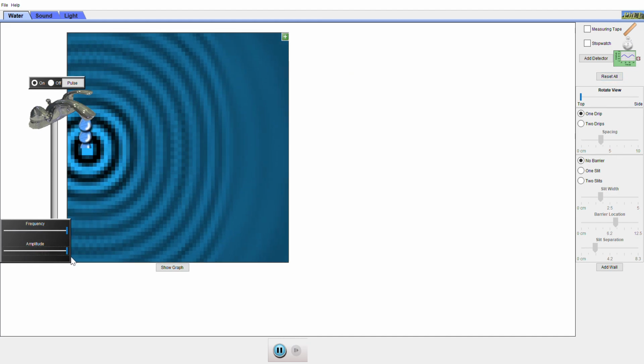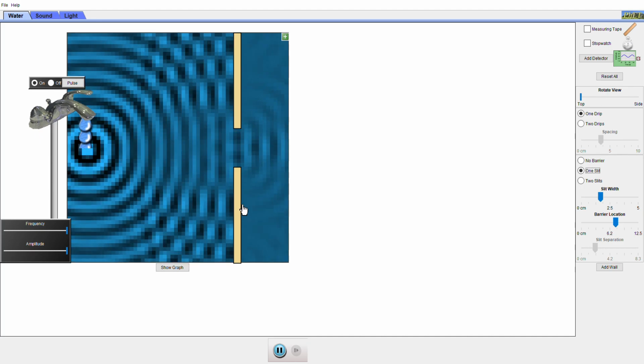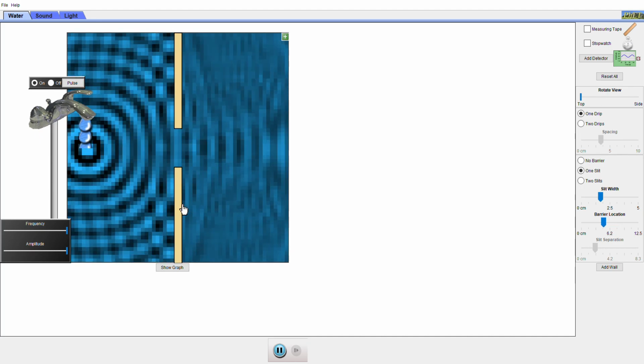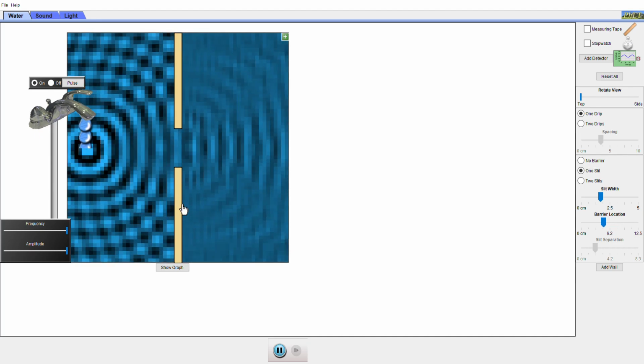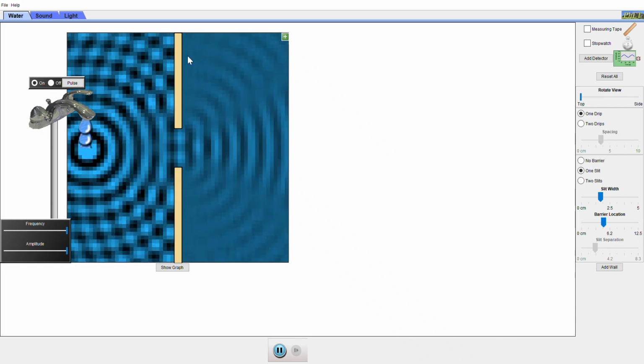Right, I'm going to get things set up for the next section where we are adding a 1-slit barrier. Right, and things have settled down now, so you can notice how the gap creates a new wave pattern that bends to fill some of these areas behind the tank.